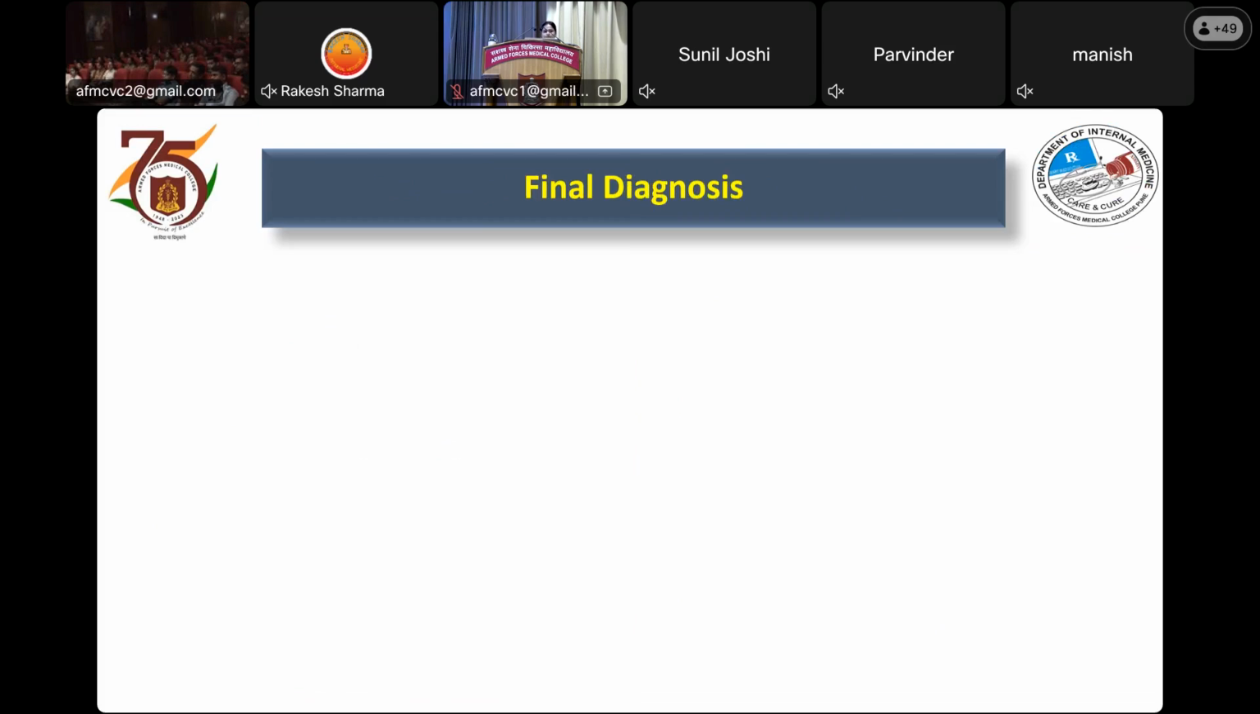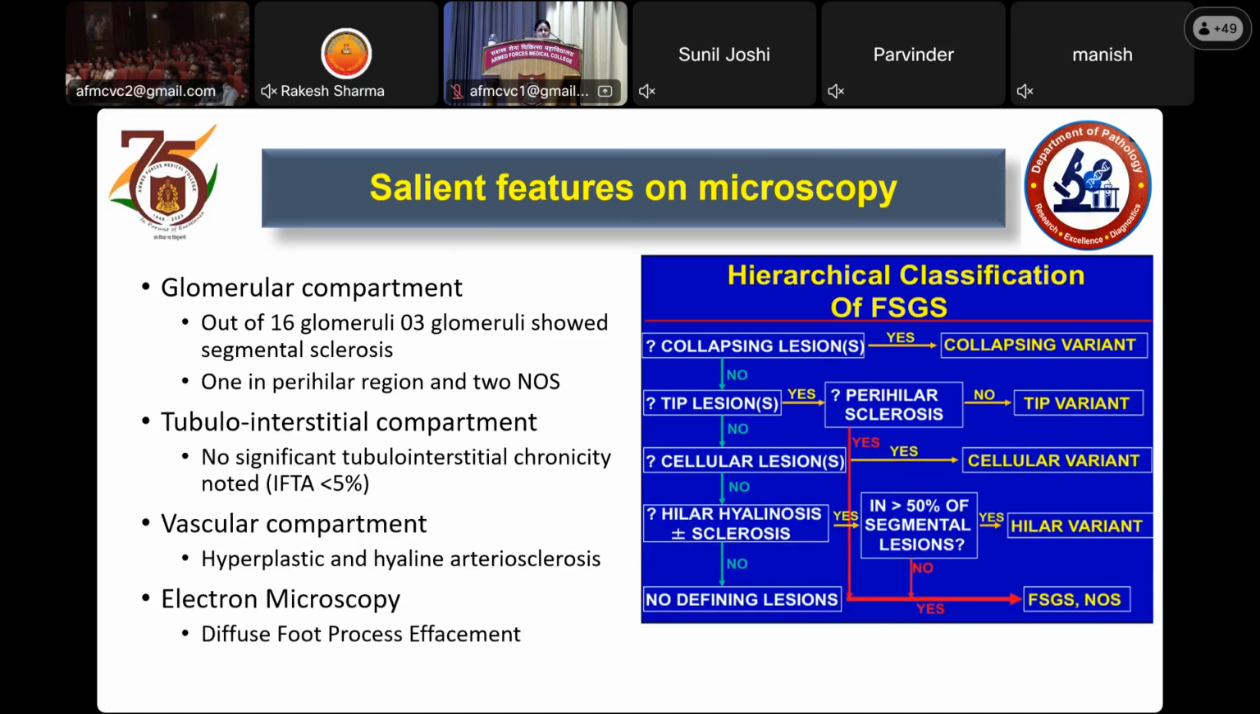Go back to the previous slide. Out of 16 glomeruli, what is the minimum number you require? 1. For any biopsy, it's okay. And what is IFTA? IFTA is less than 5%. What is the normal IFTA percentage? There is grading in IFTA, and it's less than 25%. When do you say it is chronicity? More than 25%. Thank you, sir.